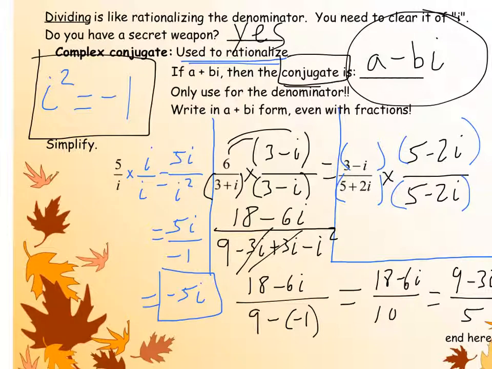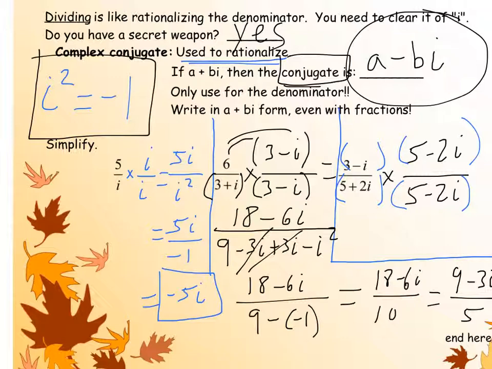I've got my rationalized denominator. I've got 9 minus 3i. That's perfectly fine. I can have the a plus bi form in the top. It's just the bottom that has to be rationalized. Those are the basics of dividing with complex numbers.